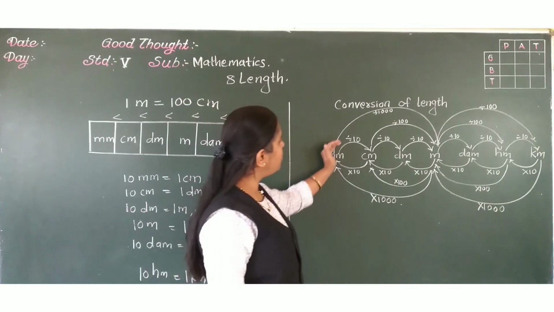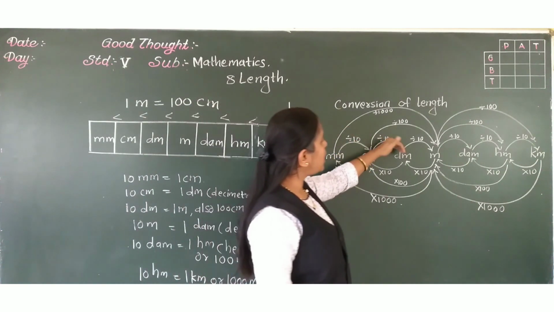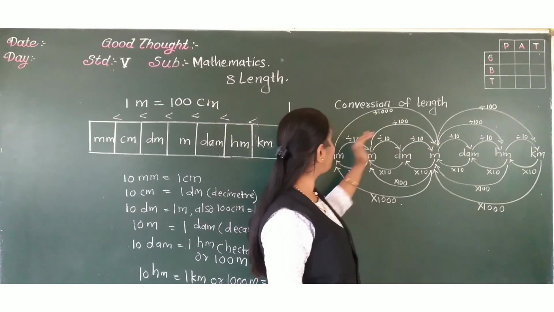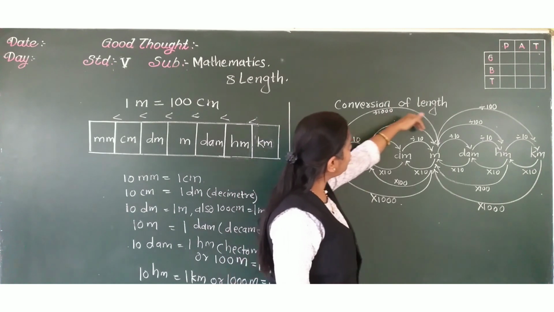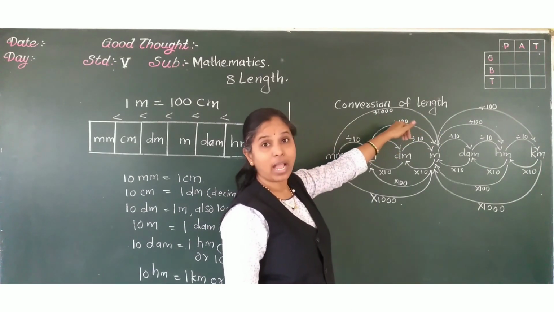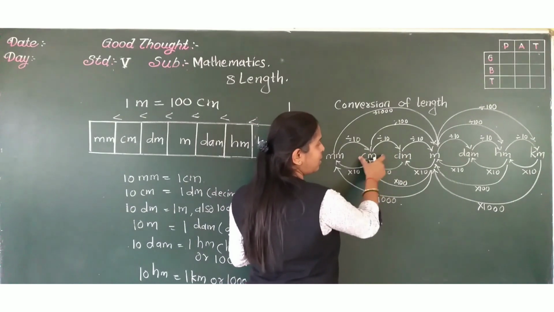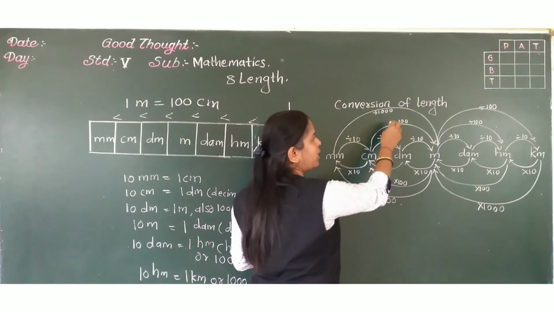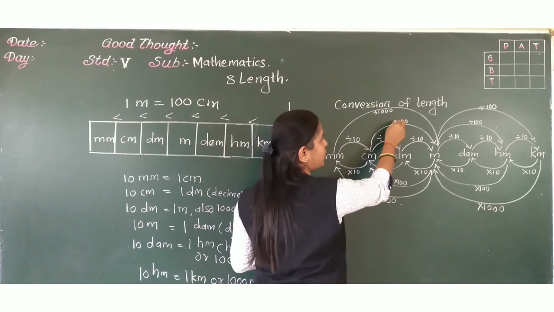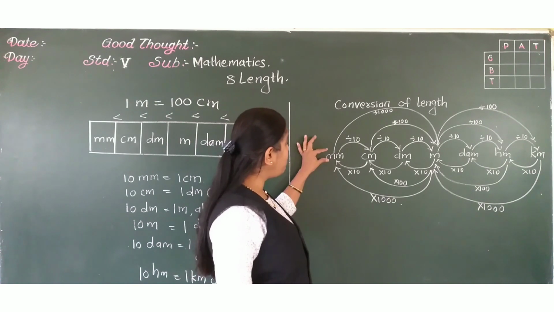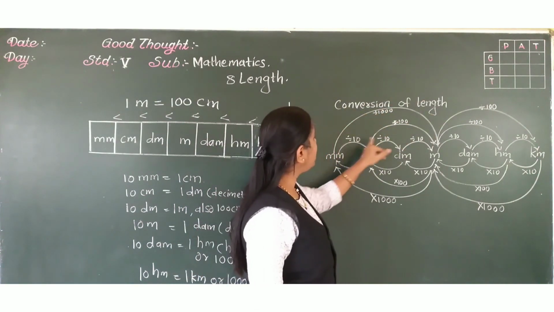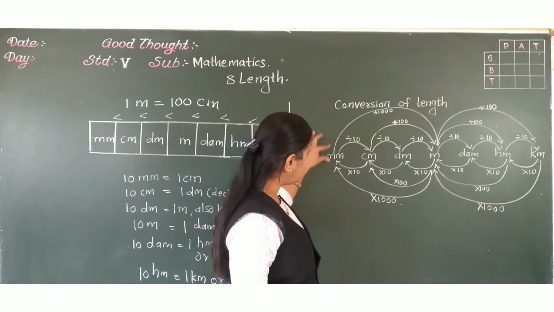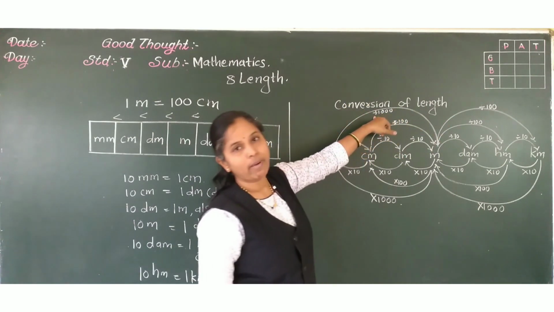Every time, see, millimeter to centimeter divided by 10. Centimeter to decimeter divided by 10. Decimeter to meter divided by 10. Then centimeter to meter divided by 100. Why 100? Because 10 tens are 100. So if you want to convert directly centimeter to meter, you will have to divide it by 100. And if you want to convert millimeter to meter, 10 into 10 into 10, that is 1000.